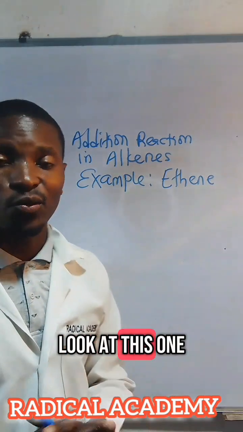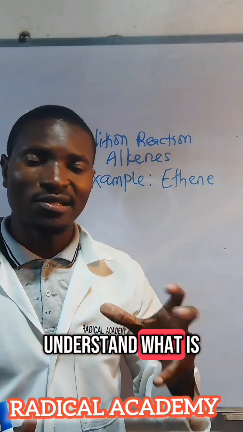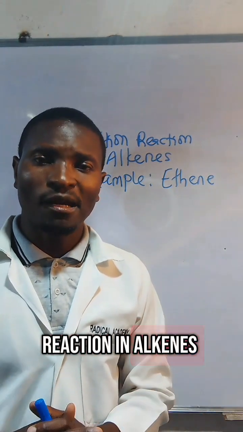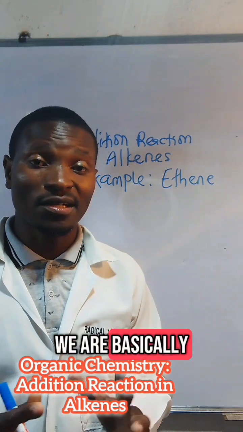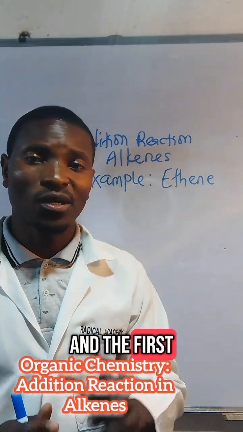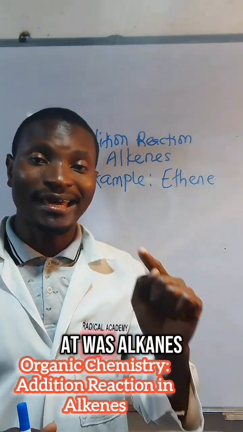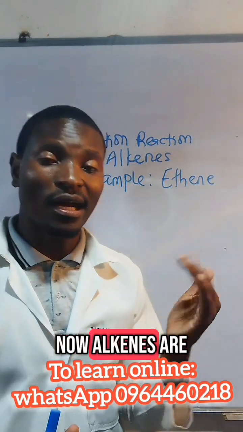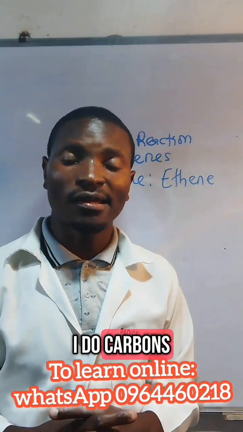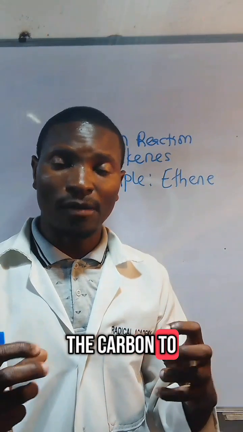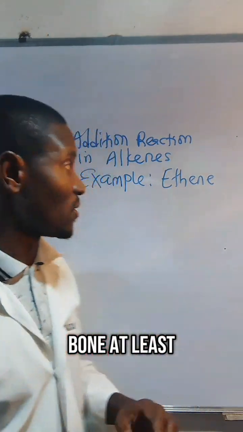So when you look at this one, we want to understand what is an addition reaction in alkenes. Now you have to understand that there are basically different classes of hydrocarbons, and the first one that we looked at was alkanes, and this one is now alkenes. Now alkenes are hydrocarbons where the carbon to carbon bond should be a double bond at least.